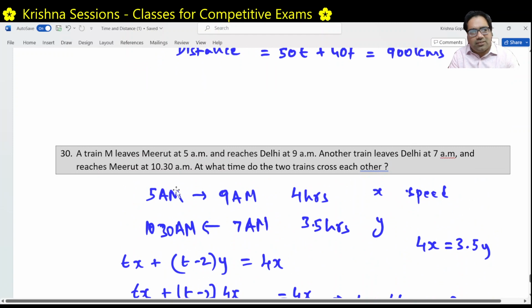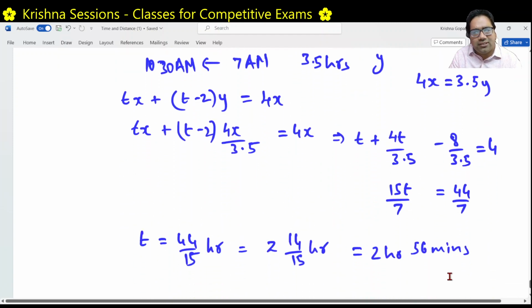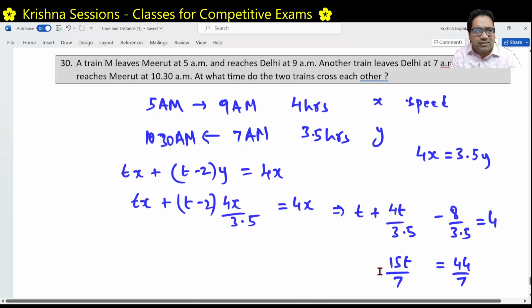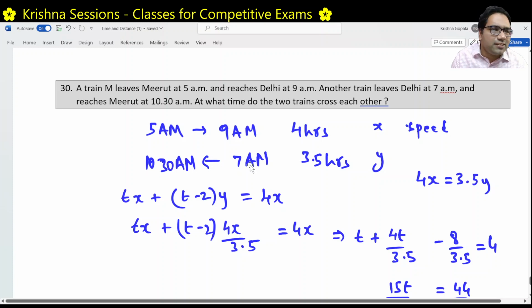For the first train, they will meet after 2 hours, 56 minutes. What does that mean? 5 a.m. plus 2 hours, 56 minutes. It is 7:56, they will meet. So that's what we had discussed, right? These two have to meet only after 7 a.m. and before 9 a.m.